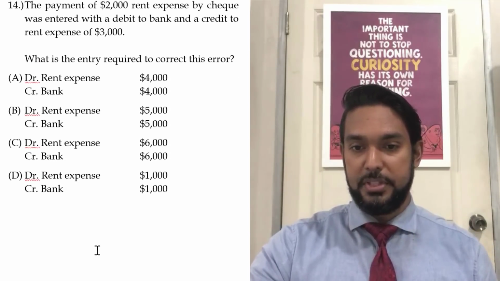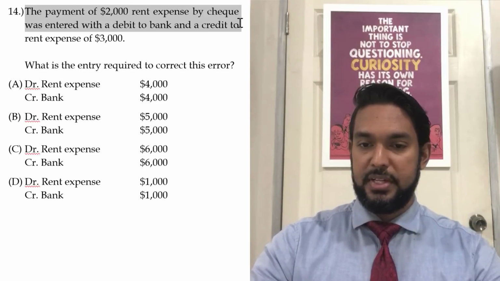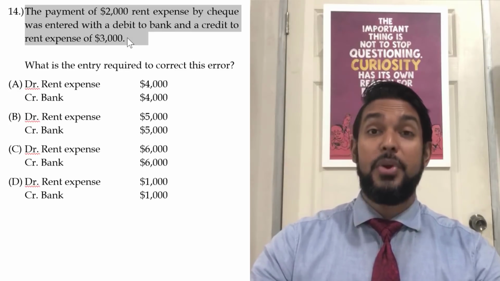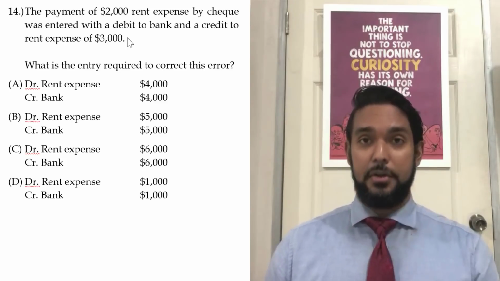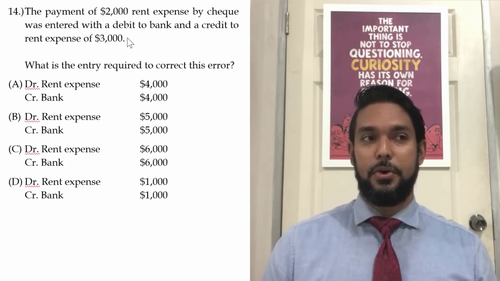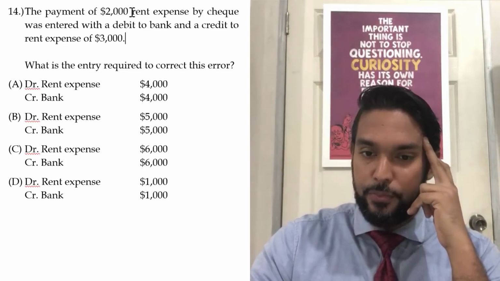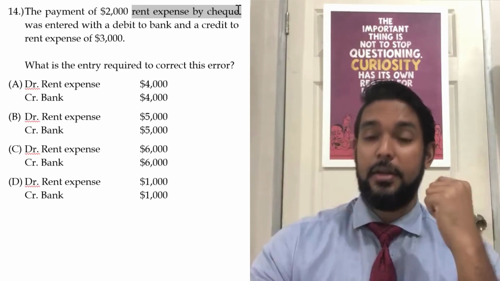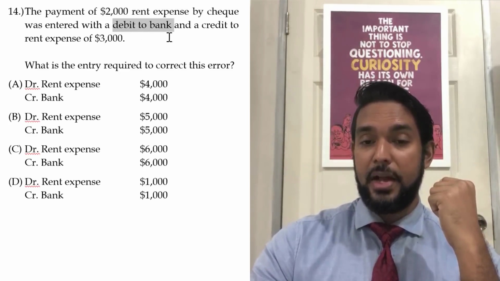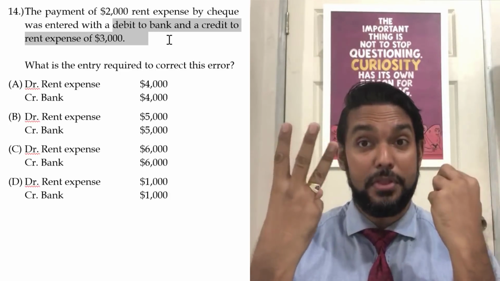Let's scroll down to number 14. The payment of 2,000 rent expense by check was entered as a debit to bank and a credit to rent expense of 3,000. Here we have a compound entry. Let me explain what a compound error is. It is an error that is made up of two different types of errors. If we pay rent expense by check, we're supposed to debit rent and credit bank. But we debited bank and credited rent for 3,000.